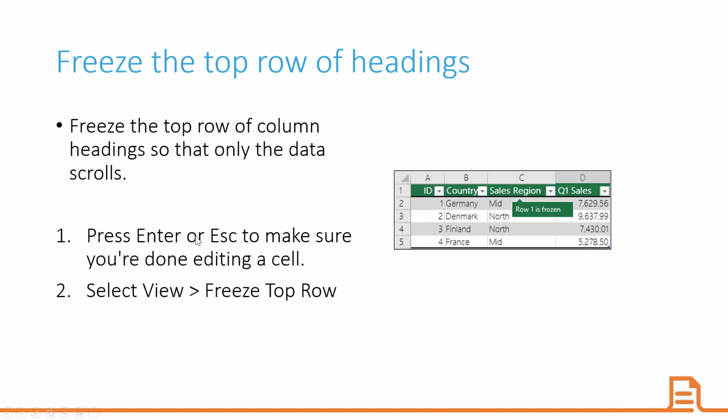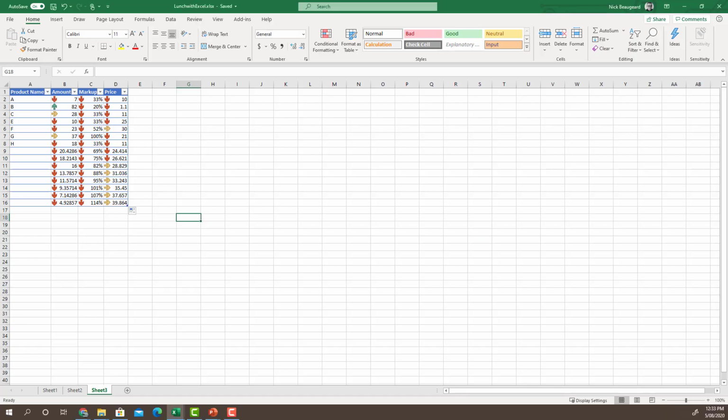Next one, freeze the top row of headings. So we press enter or escape to make sure we're done editing a cell. We go View and Freeze Top Row. Well, that sounds kind of simple.